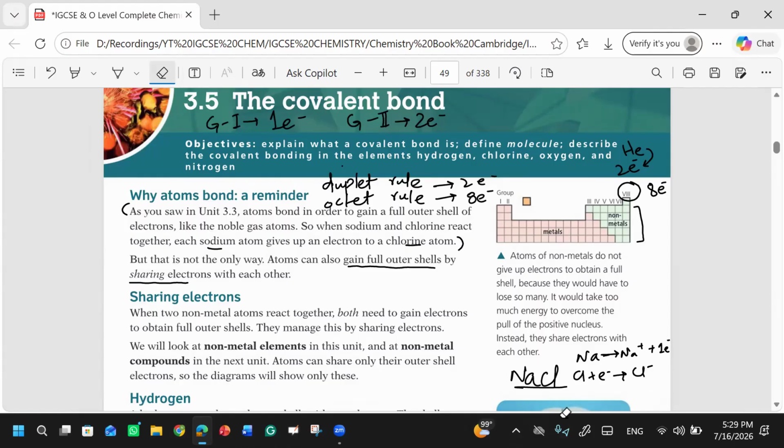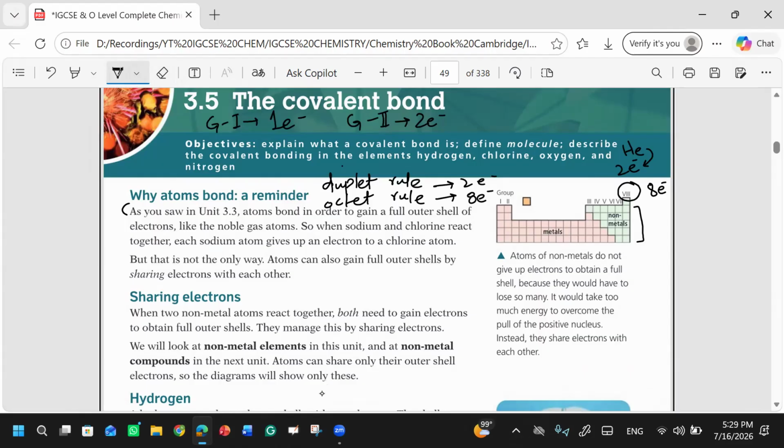I hope you are clear with this. So if I ask you in the test why sodium chloride is not a covalent bond, then you have to justify why. Because sodium is losing an electron and chlorine is gaining an electron. It means they are forming ions, and there is ionic bonding in them. They are not sharing. One species is losing, another species is gaining.